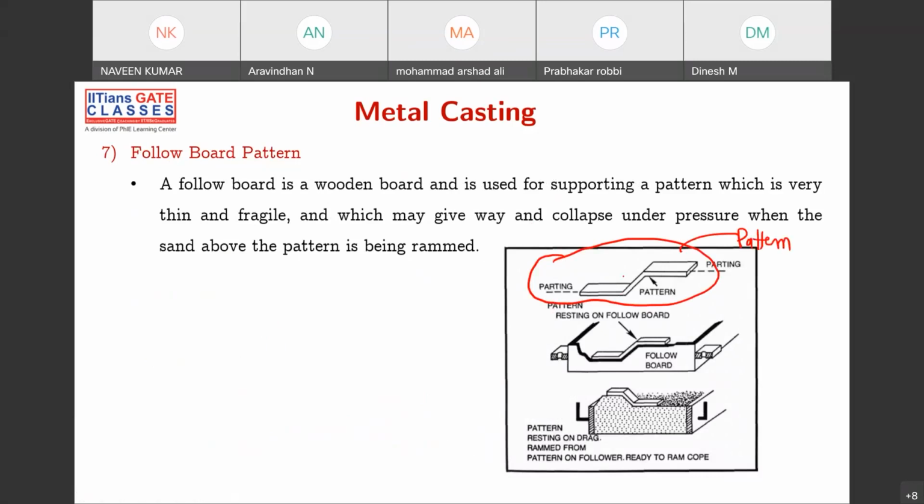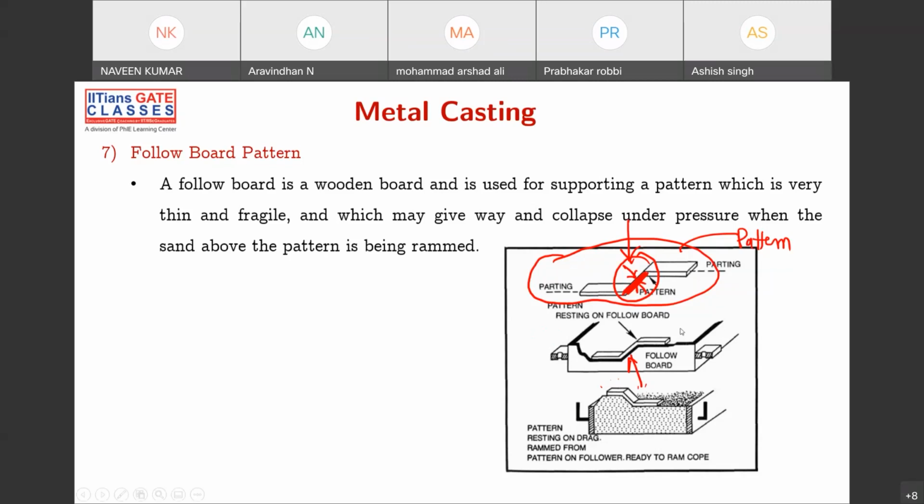Now, if you are trying to ram it, this has a very small thickness. When you're ramming, it might happen, it's not sure, but it might happen that this will get damaged here. So you need to have some support for it, and that support comes in the form of a follow board. So this is your follow board, and you are adding some material, and then you remove this. That is called follow board.